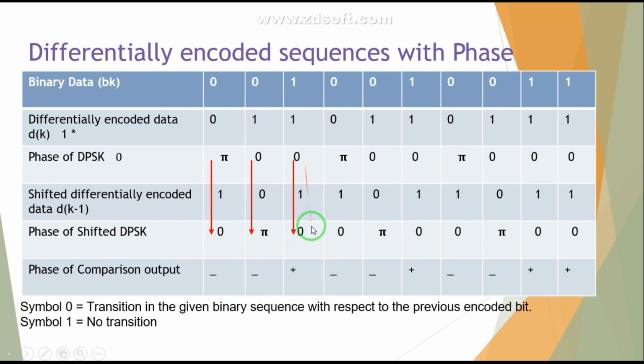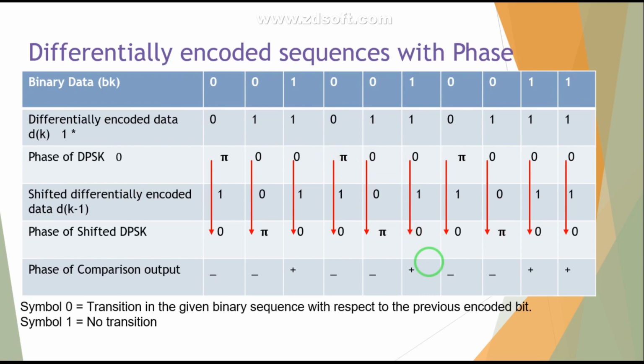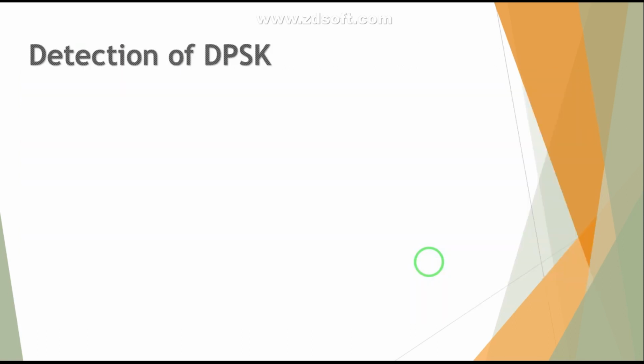And since this phase and this phase are 0 0, there is no change over here, so we are going to represent it by a positive sign. Next, pi to 0, there is a change, so represented by a minus sign. 0 to pi, again there is a change, represented by a minus sign. 0 0, no transition, so represented by a plus sign. Pi to 0 minus, 0 to pi minus, 0 0, no transition in the phase, so represented by a plus sign. And at the last, again 0 0, no transition, it is represented by a plus sign.